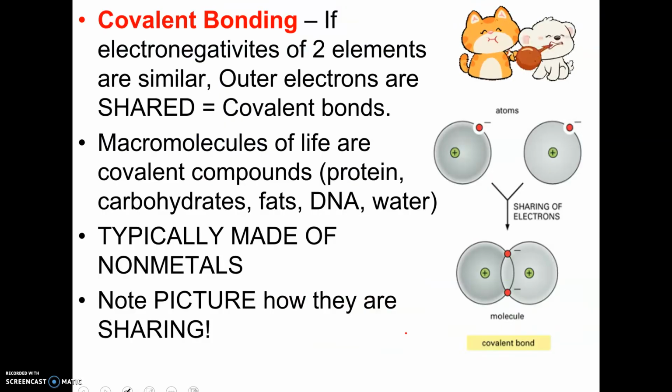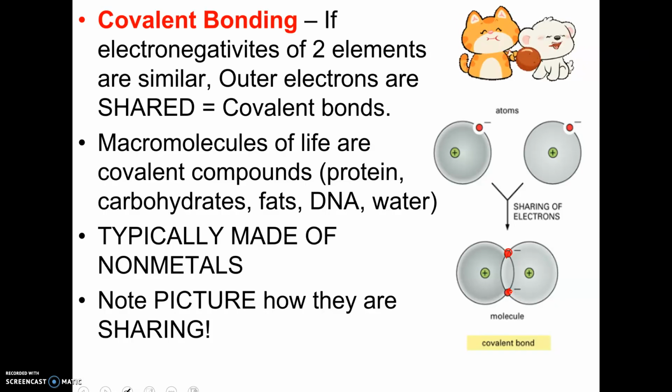So first, covalent bonding. If the electronegativities between two elements are similar, as I mentioned, then the outer electrons will be shared with each other. Now, why is this important? Well, pretty much every molecule in your body that's part of your bodily structures, proteins, carbs, fats, DNA, and even water, all of these things are covalent compounds. They are all involved with electrons being shared.